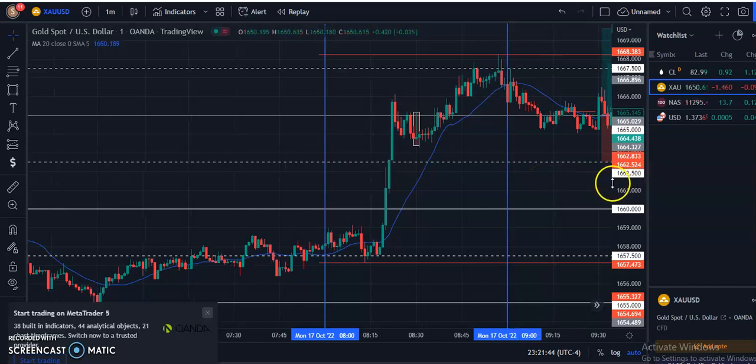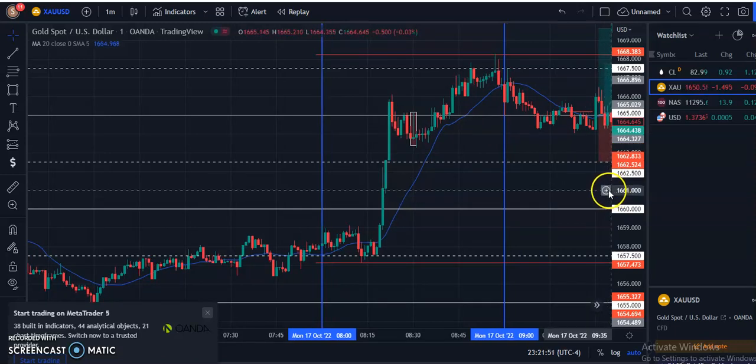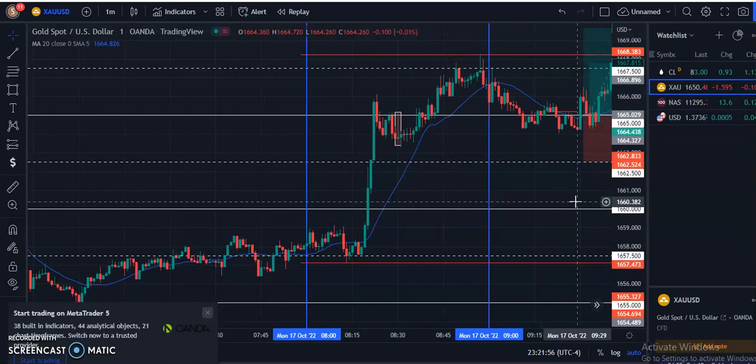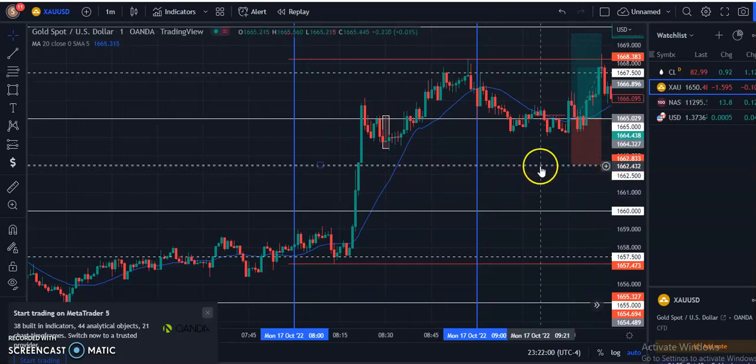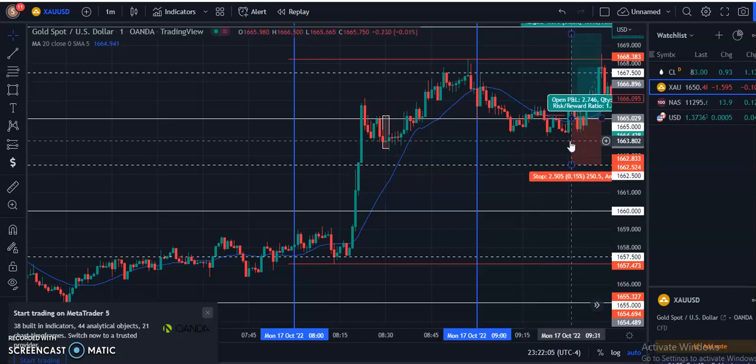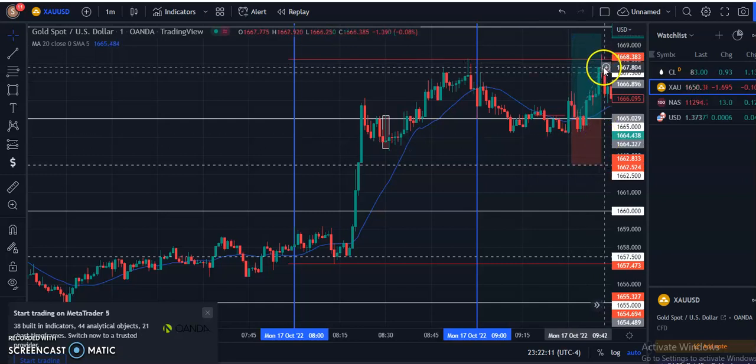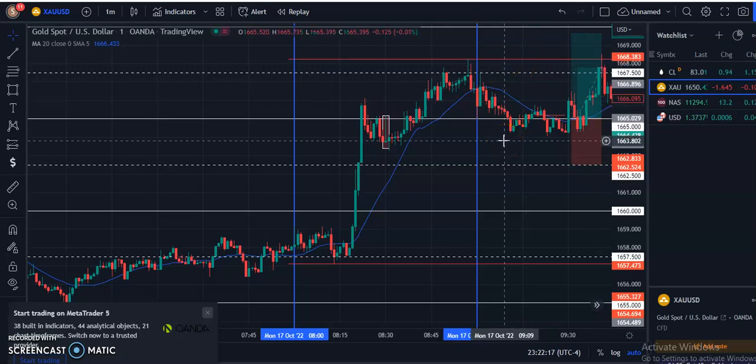Now, as you can see, this is where I entered at this bullish pin. And I got 25 pips, 27 pips. This is just a scalp, by the way. When I see this pin at the high of the session, I'm out. I'm done and dusted. That's it.